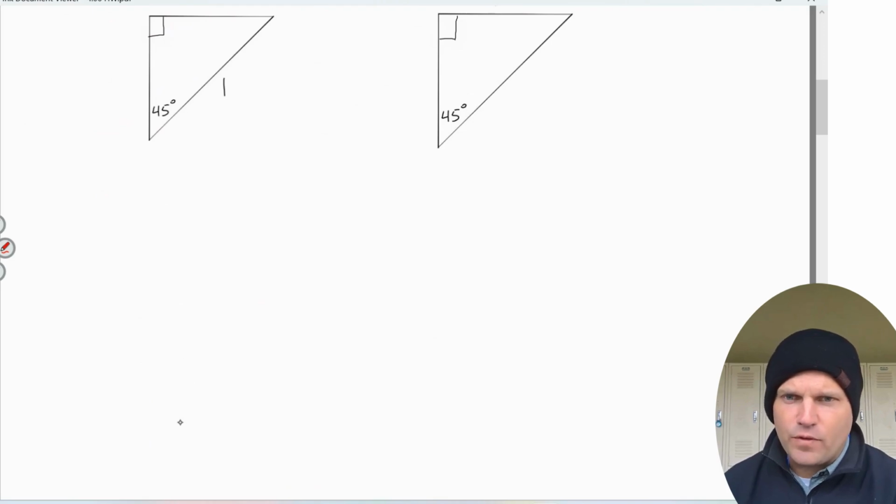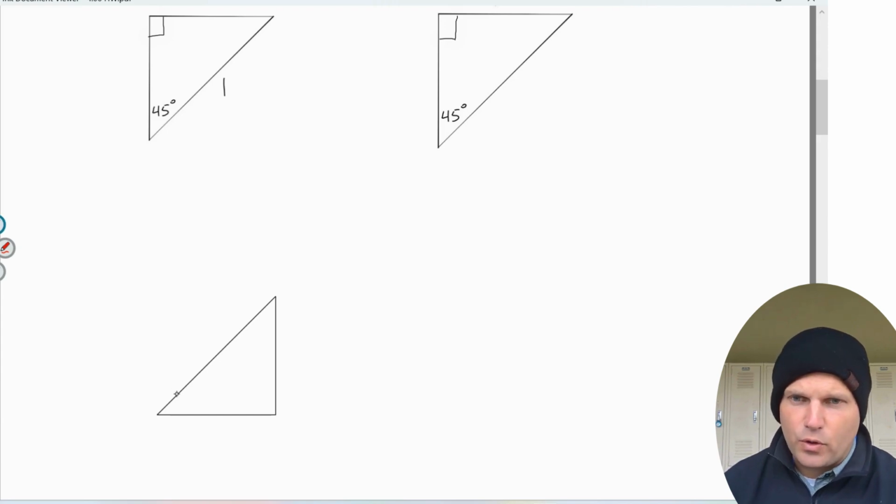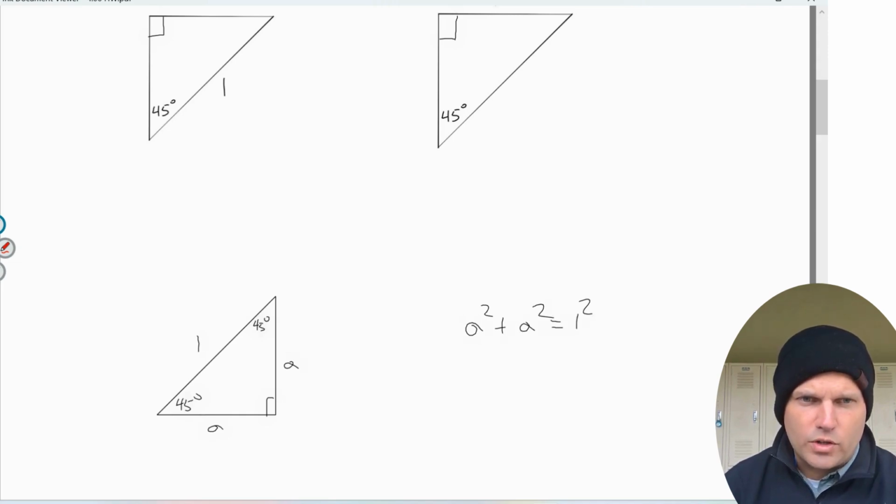So with the 45, 45, 90, again, we didn't really start with an equilateral triangle. We started with a 45-degree triangle, and we know that if this is 45, this is 45, and it's an isosceles triangle, which means this side length and this side length are the same. This length is 1. If you use the Pythagorean theorem, you get a squared plus a squared equals 1 squared.